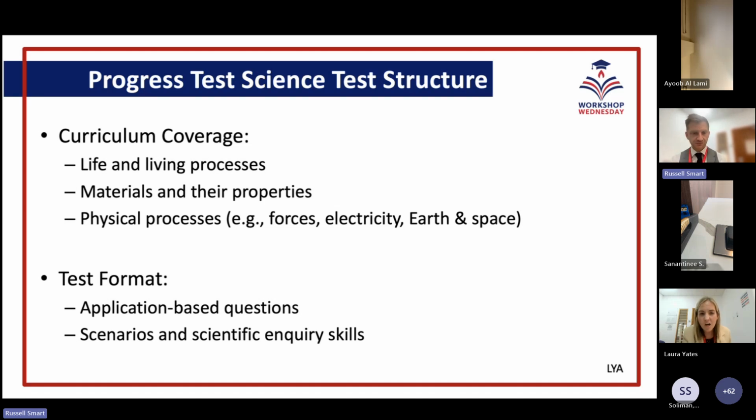The test format: there are application-based questions where the students have to apply their knowledge of those areas above to the questions, and they're given different scenarios in the science test. They're also assessed on the scientific inquiry skills as well. So that could be observing or measuring, or they could be given an investigation where they have to choose the right equipment that would be required, or they might be given some data, for example, from an inquiry that's been conducted, and they have to interpret that data and analyse what that would mean.